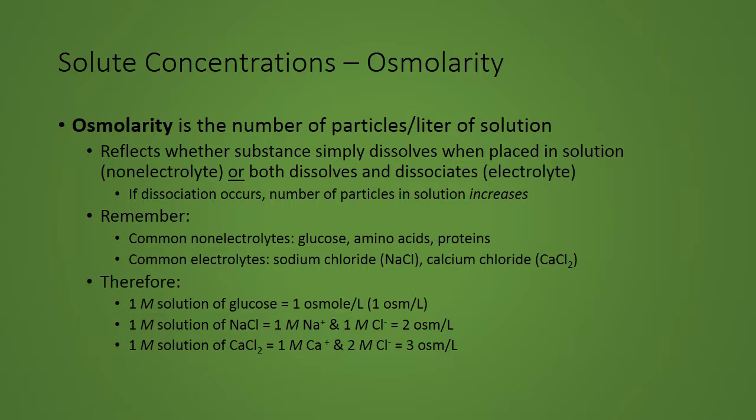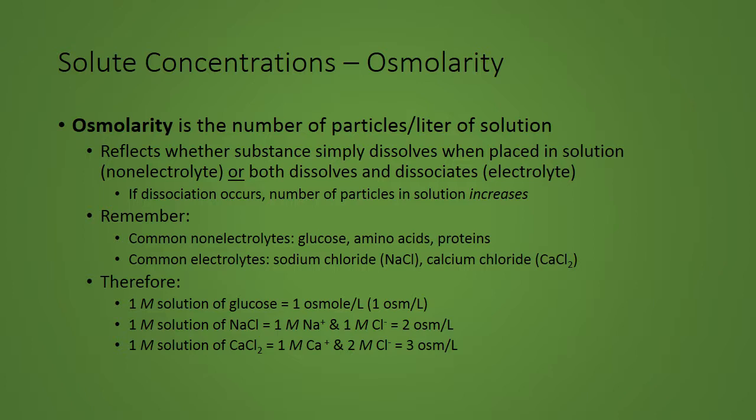molarity. So for example, if you're looking at a non-electrolyte like glucose, 1 molar glucose is also 1 osmolar glucose, because when the glucose dissolves, it just dissolves. We don't make more particles. But on the other hand, 1 molar sodium chloride, well, when the sodium chloride dissolves, it also dissociates and makes 1 molar sodium ion and 1 molar chloride ion, which means its osmolarity is 2.